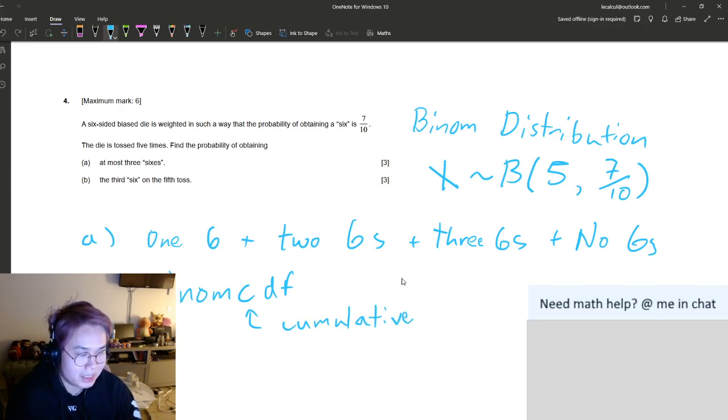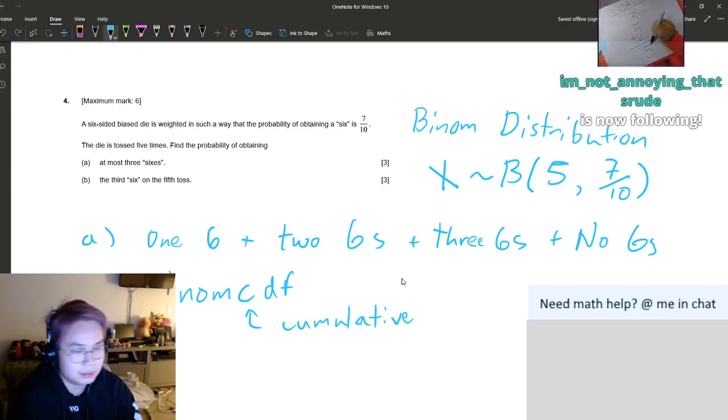So anytime you're adding up different kinds of results, we can use the CDF.